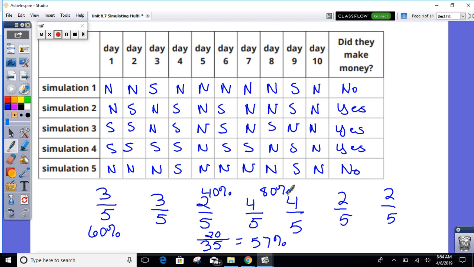How much was the theoretical probability of it snowing? What's that mean? Based on how you set up your simulation, what was the probability of snowing? Like if you made a spinner, what part of the spinner represented snow? Katie? 33%. It was 1/3, which would be 33%.